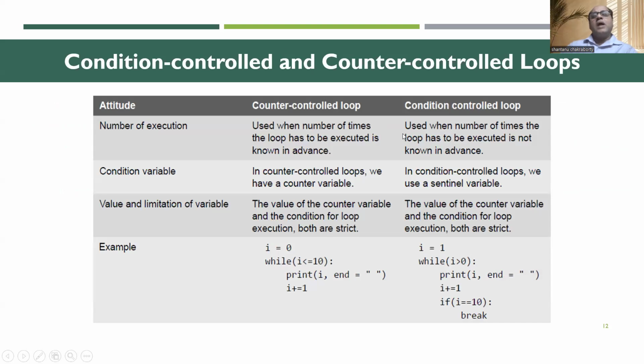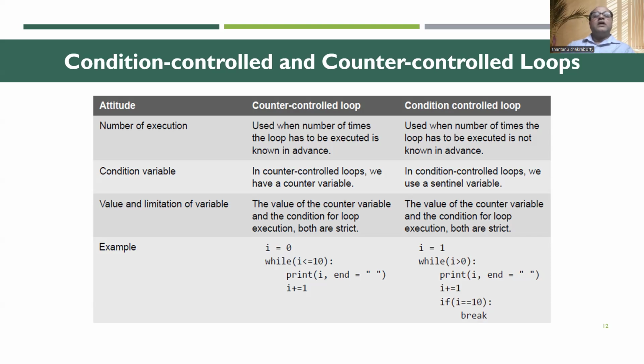So condition control and counter control. Basically, there are two scenarios that we encounter while using iterations in looping. One is the counter control loop. The counter control loop is used when the number of times the loop has to be executed is known in advance. In that scenario, we use the counter control loop. Then the second scenario is the conditional control loop. The conditional control loop is used when the number of times the loop has to be executed is not known in advance.